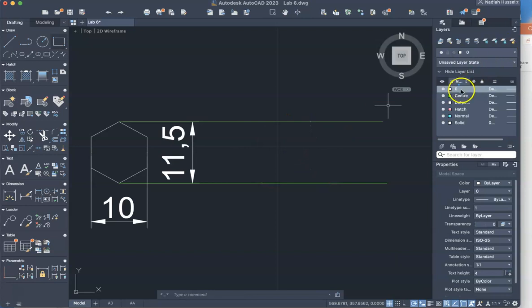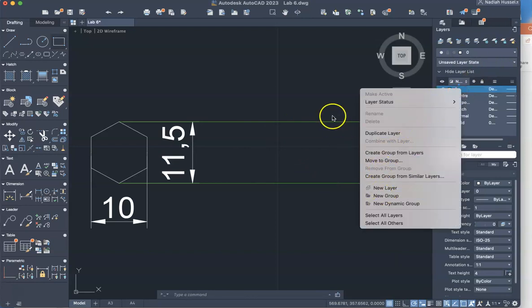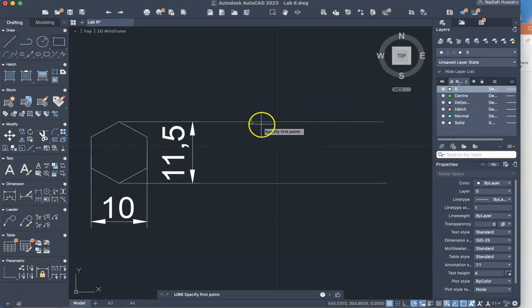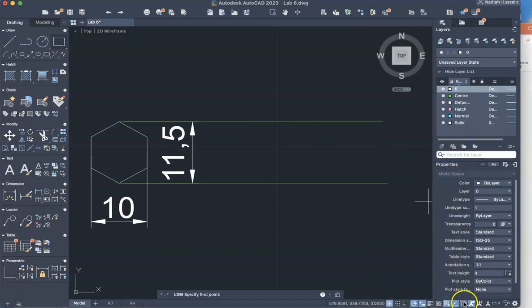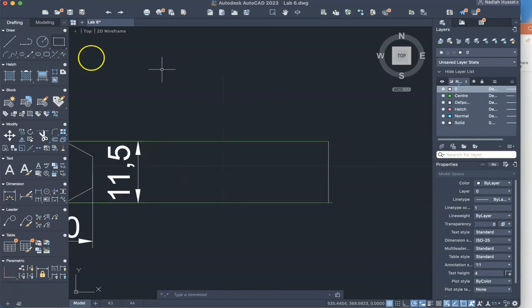Oops. Okay, I'm going to make a line. I don't want this midpoint, so I'm going to turn it off. Let's try doing it over here. Oopsie. So that is going to be 11.5, and then it's going to be 4, and just making a regular rectangle right now. Okay, so that is my first rectangle.